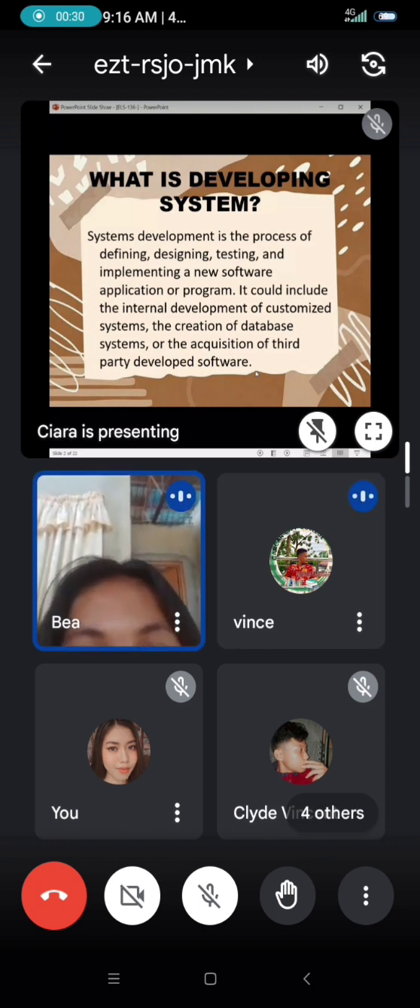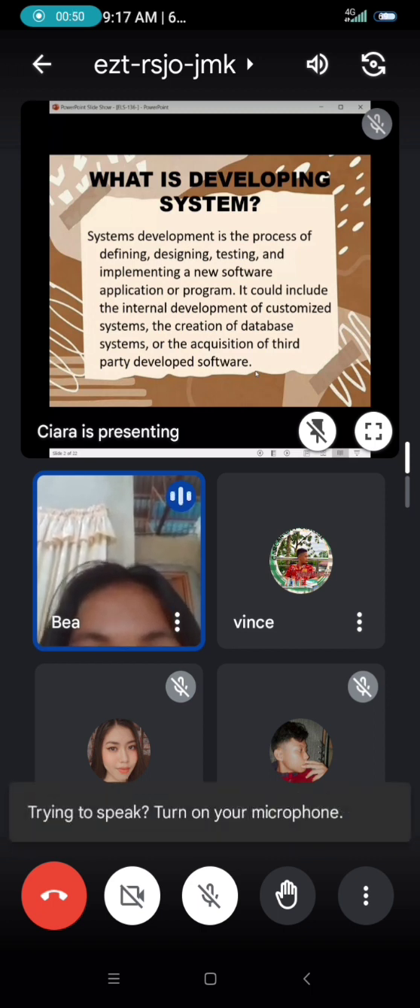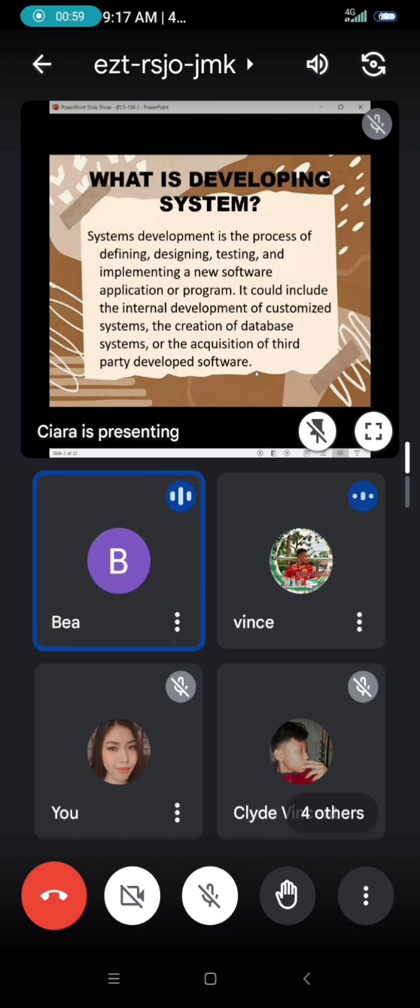So, what is developing system? System development is the process of defining, designing, testing, and implementing a new software application or program. It could include the internal development of customized system, the creation of database system, or acquisition of third-party developed software.